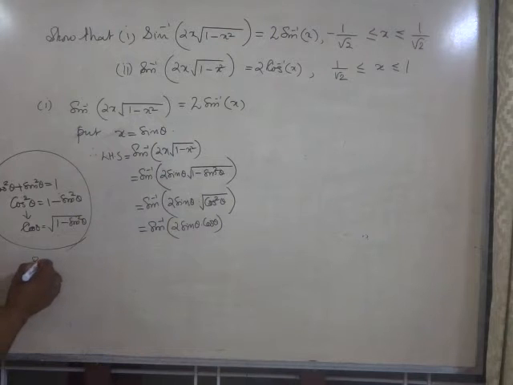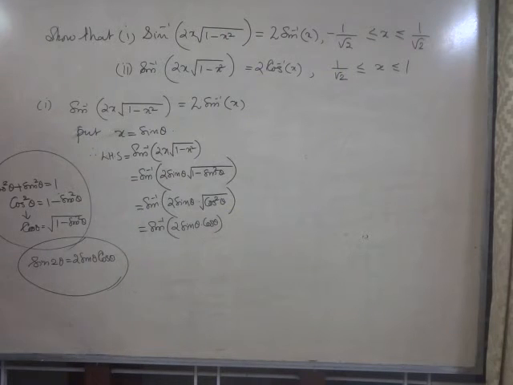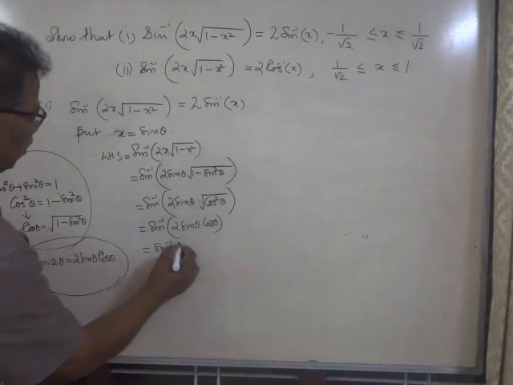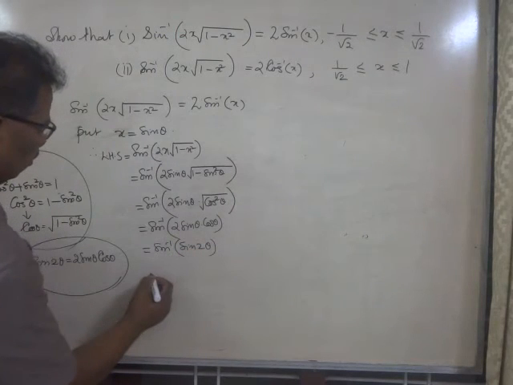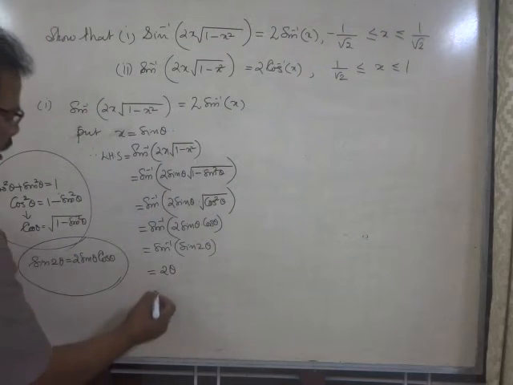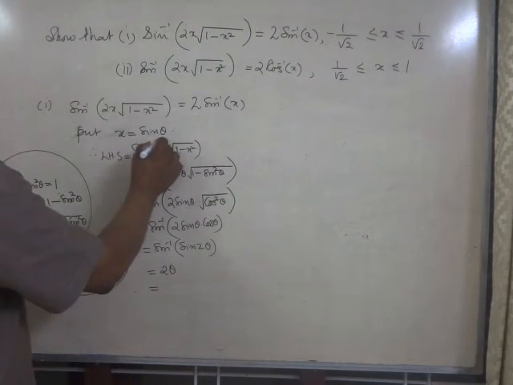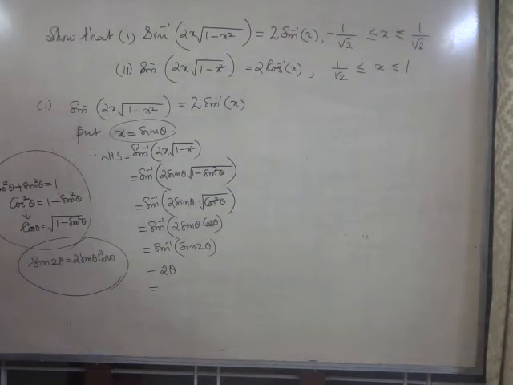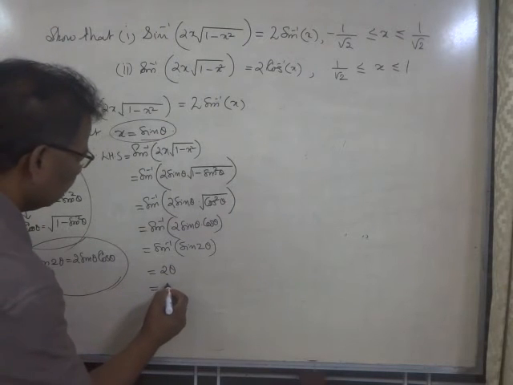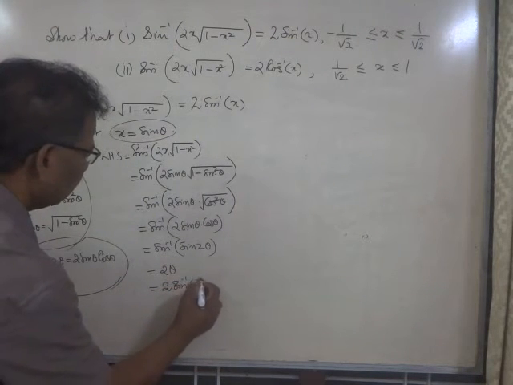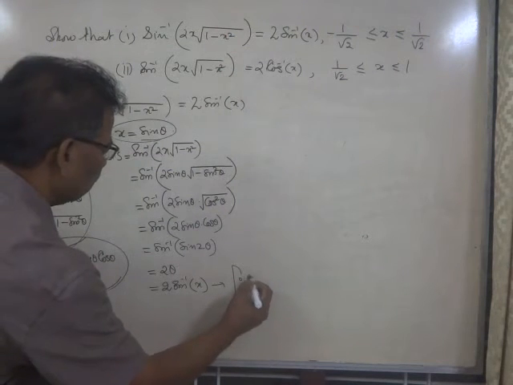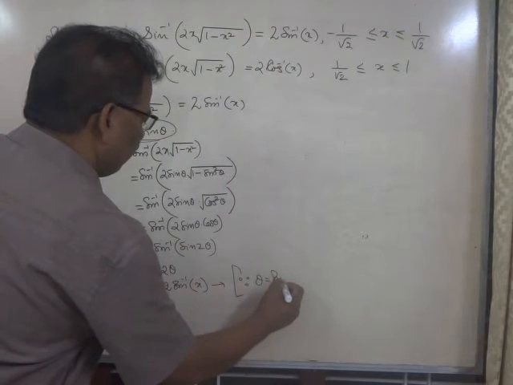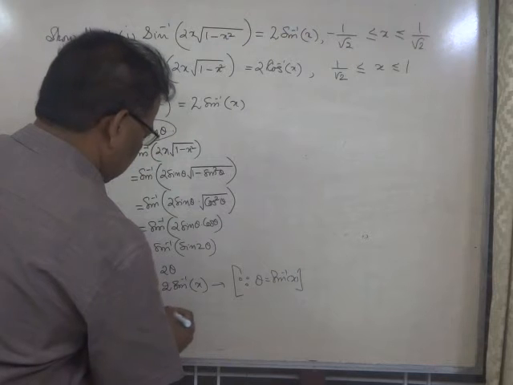But you have studied sin 2 theta is equal to 2 sin theta cos theta. This result is already known to you. Therefore, this can be written as sin inverse of sin 2 theta, that is 2 theta. Then what is theta? We have written x equals sin theta. Therefore, this theta will be sin inverse x. That is 2 sin inverse x. That is equal to right hand side.